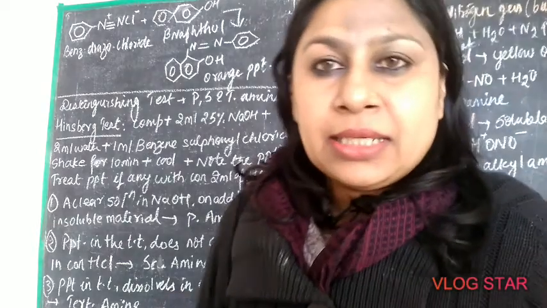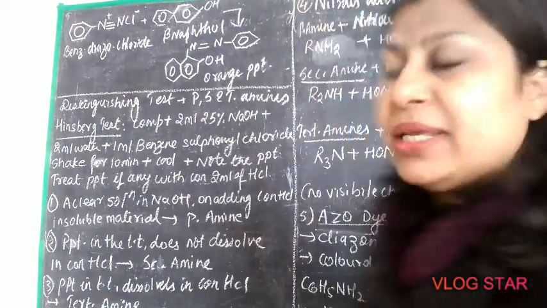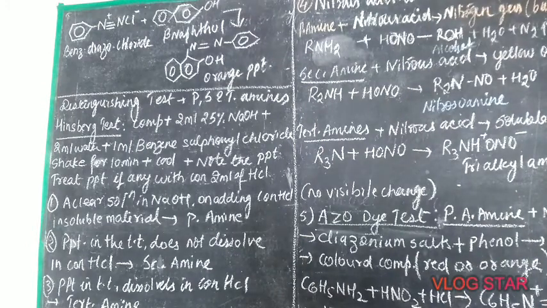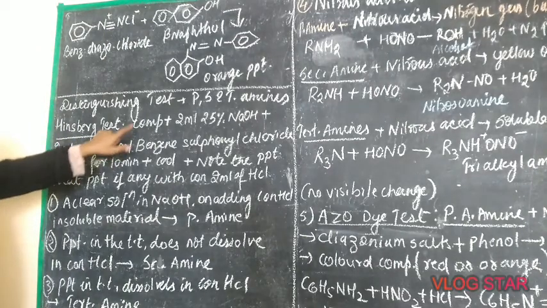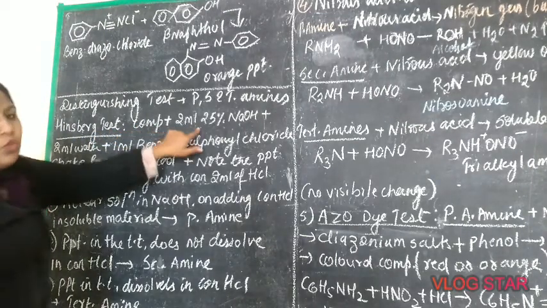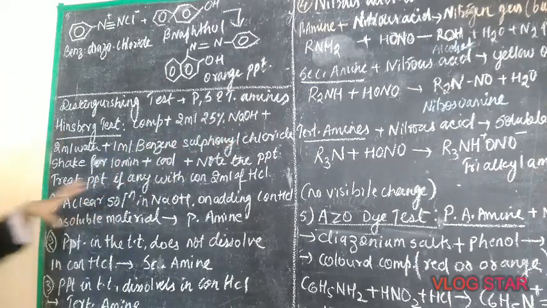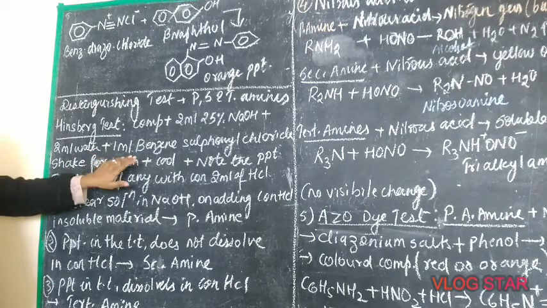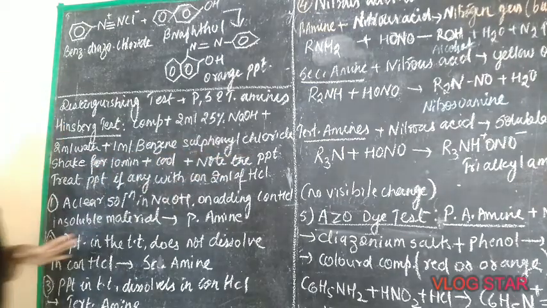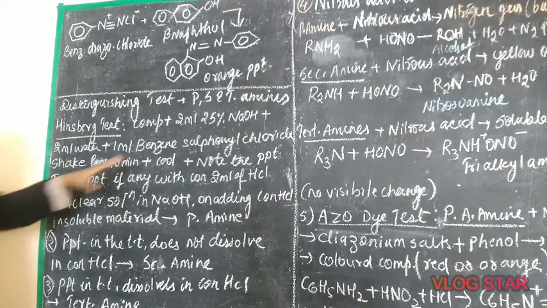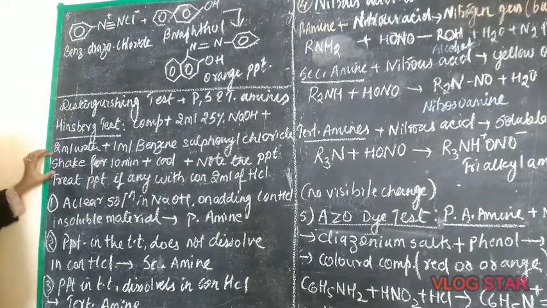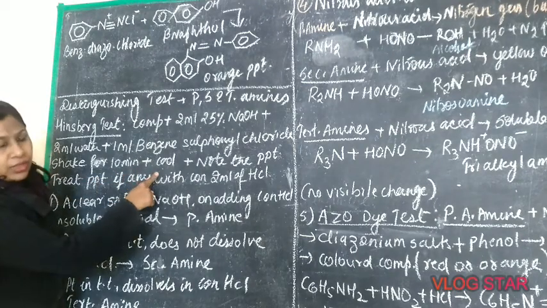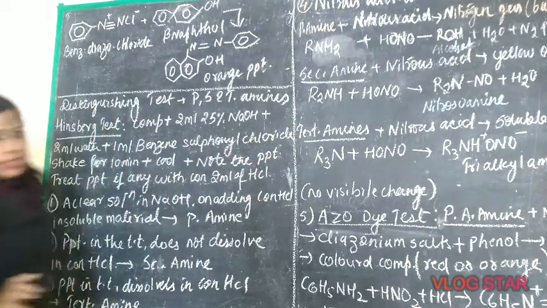Now, after this test, we have the distinguishing test between primary, secondary, and tertiary amines, children. So here we have the Hinsberg test. What you need to do is take a little bit of compound, add 2 ml 25% NaOH and 2 ml water, along with 1 ml benzene sulfonyl chloride. Then shake it for 10 minutes. After shaking, cool it under tap water and then note the precipitate.